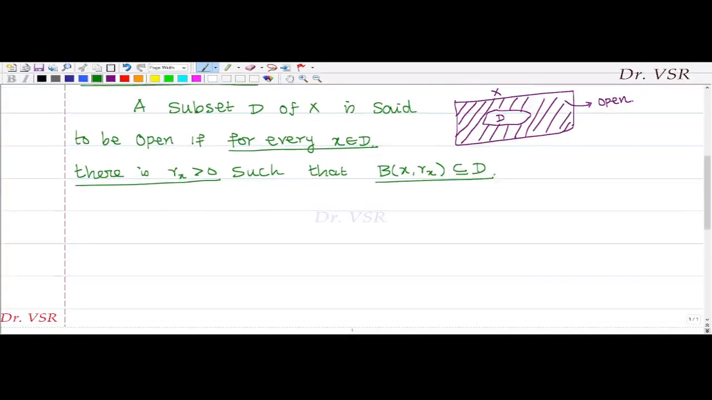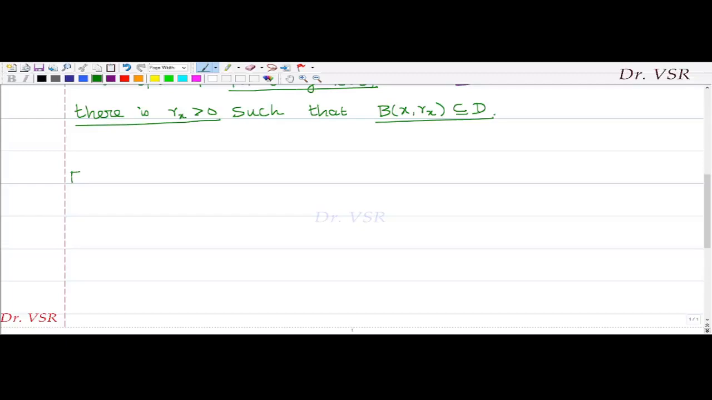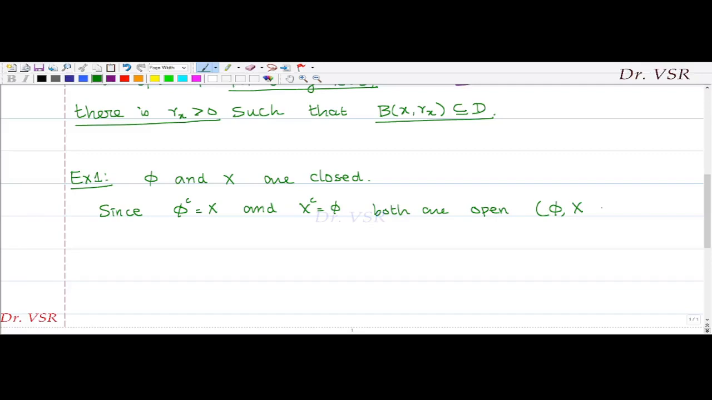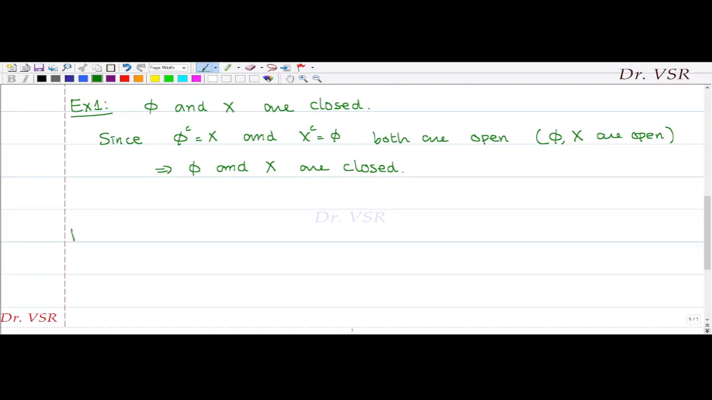Now, we have seen a lot of examples. Example 1: we have seen that the empty set and the whole set capital X are closed. Since the empty set complement is equal to capital X and capital X complement is equal to the empty set, both are open. We have learned that the empty set and the whole set X are open. Therefore the empty set complement, which is equal to X, is open, so the empty set is closed. Hence the empty set and capital X are closed. This is our first example.